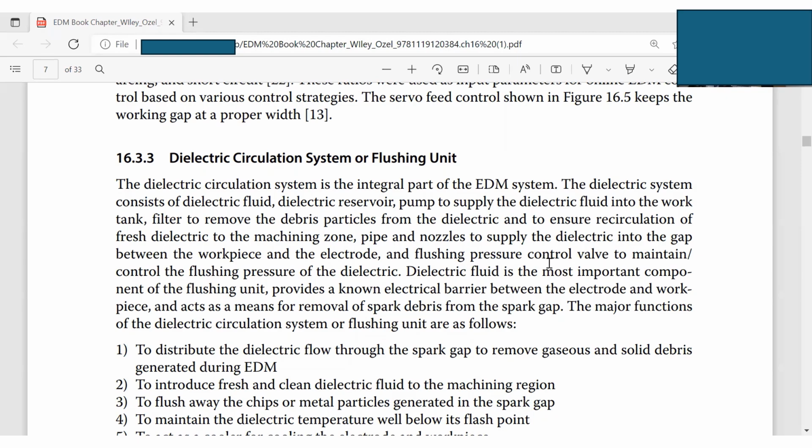For the flushing pressure, you must have a pressure control valve to maintain and control the flushing pressure of the dielectric. And the dielectric fluid is the most important component of the flushing unit. It provides an electrical barrier between the electrode and workpiece, and acts as a means for removal of spark debris from the spark gap. And here are the major functions of this system.